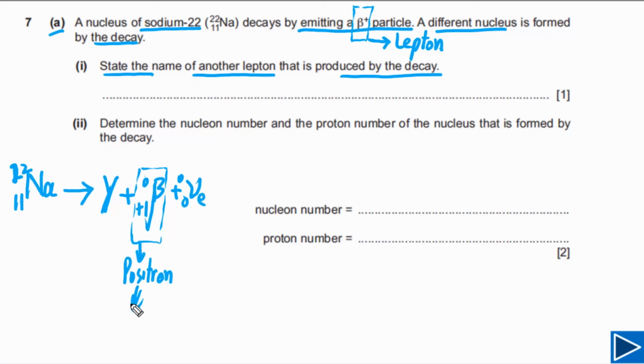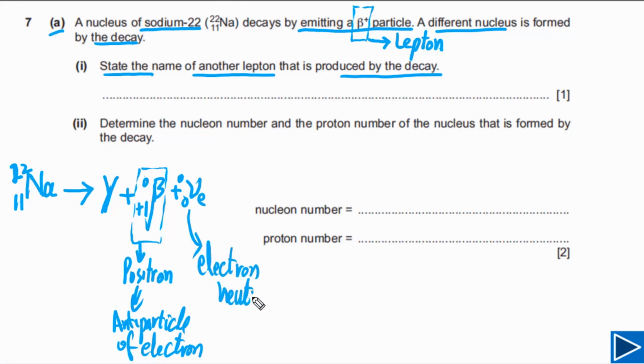So we can say this is a positron, and a positron is the antiparticle of the electron, and this is an electron neutrino. There are different types of neutrinos: electron neutrinos, muon neutrinos, and tau neutrinos. At AS level you only need to understand the electron neutrino. So in the answer you can write electron neutrino, but you will still get the mark if you only write neutrino. It is better to write electron neutrino, but if you only write neutrino, you will still get the mark. So this is the mark.